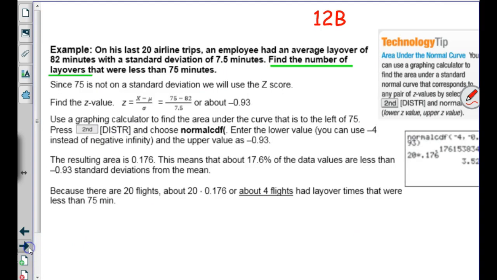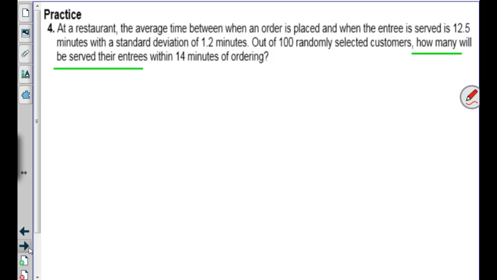All right, so let's do the ones that are on your worksheet. Do you have this one? But it's already done for you, right? Let's go straight to this number 4. Is that okay?